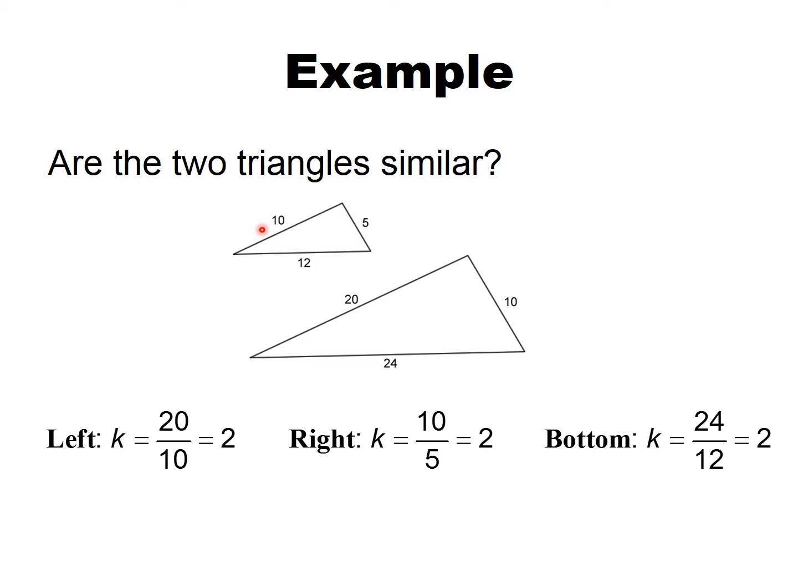On the left side, we need to go from 10 to 20. So 20 over 10 is 2. On the right, we need to go from 5 to 10, so we need to multiply by 10 over 5, which is 2. And in the bottom, we need to go from 12 to 24, so multiply by 24 over 12, which is 2. So k is the same for all the sides. So the answer is yes, they are geometrically similar.